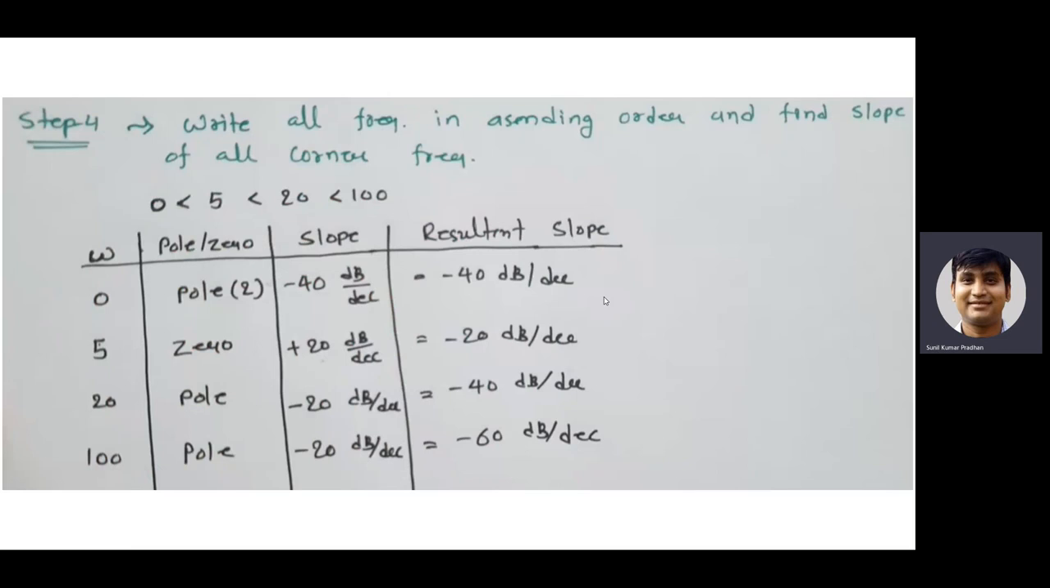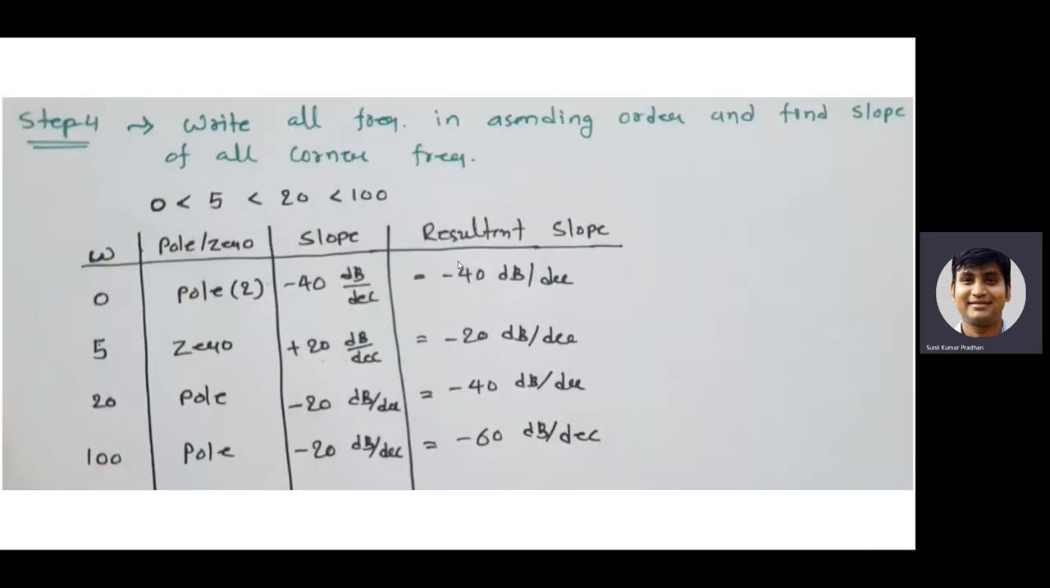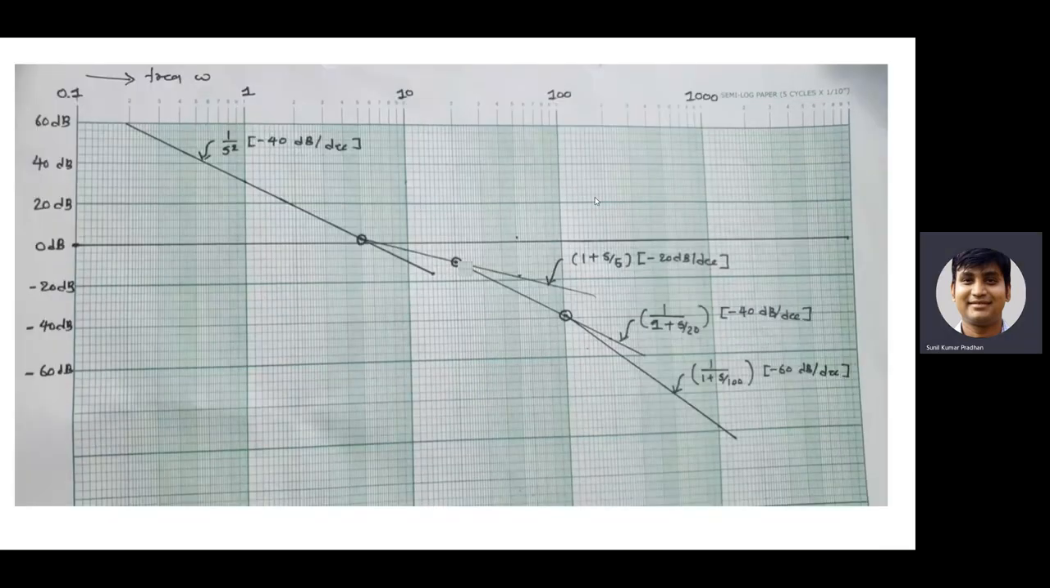Similarly, at omega equal to 20, your resultant slope is minus 40 dB per decade. So where is your 20? This is your 20, omega equal to 20. Go down, and it touches a point somewhere here, right? At omega equal to 20, the resultant slope is minus 40 dB per decade, so you take one decade, then minus 40 dB, and you get this point. You draw a line through this point and the previous point.